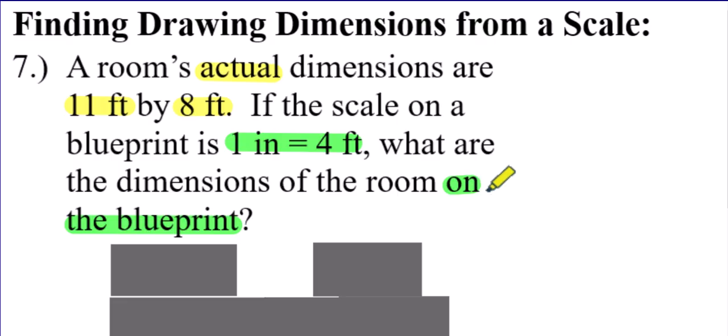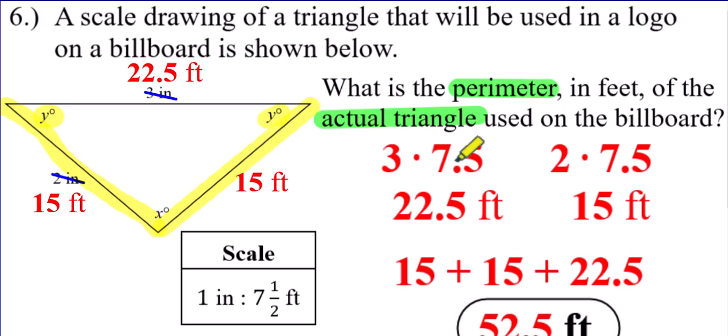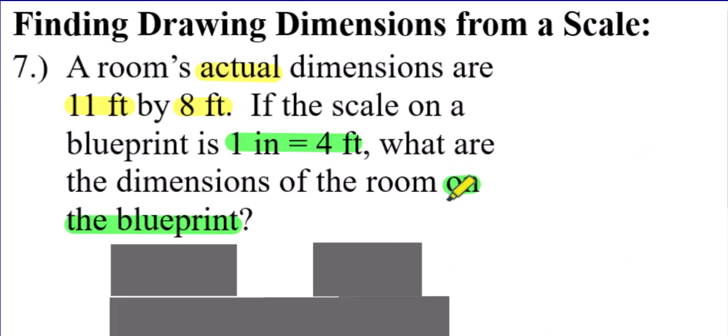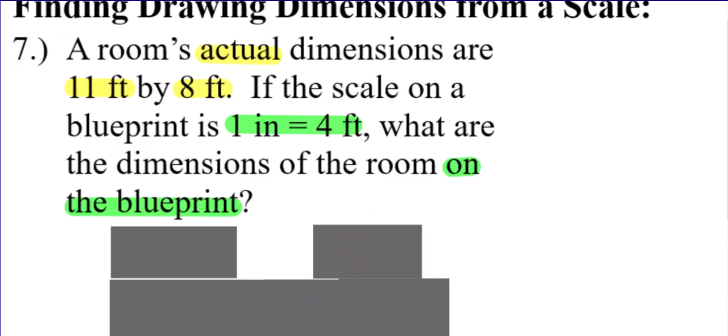So we're switching it up here. Instead of getting the actual length and actual width, they're given to us. We're asked to find the length and the width on the actual drawing, on the blueprint. So you might have noticed we've been doing multiplication as a shortcut to get actual lengths, actual widths. But here we have to go backwards. So instead of multiplying by 4, can you guess what we're going to do? We're going to divide by 4.